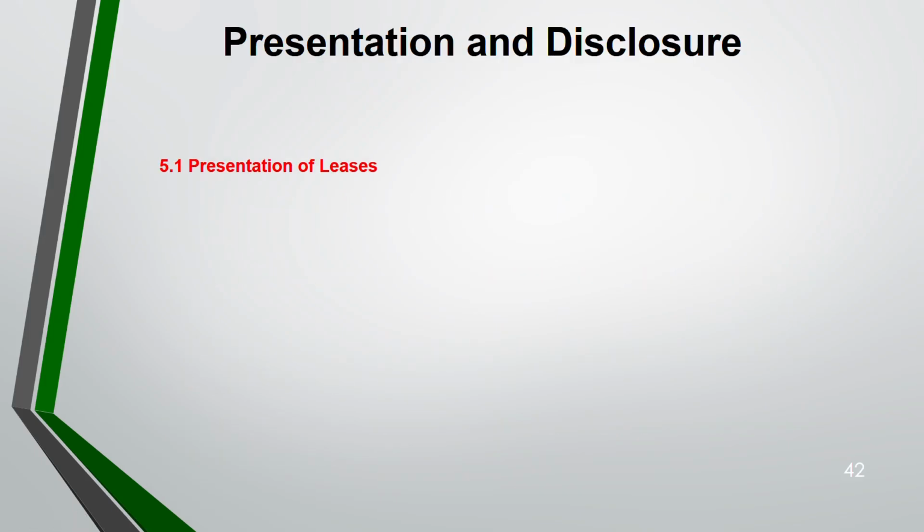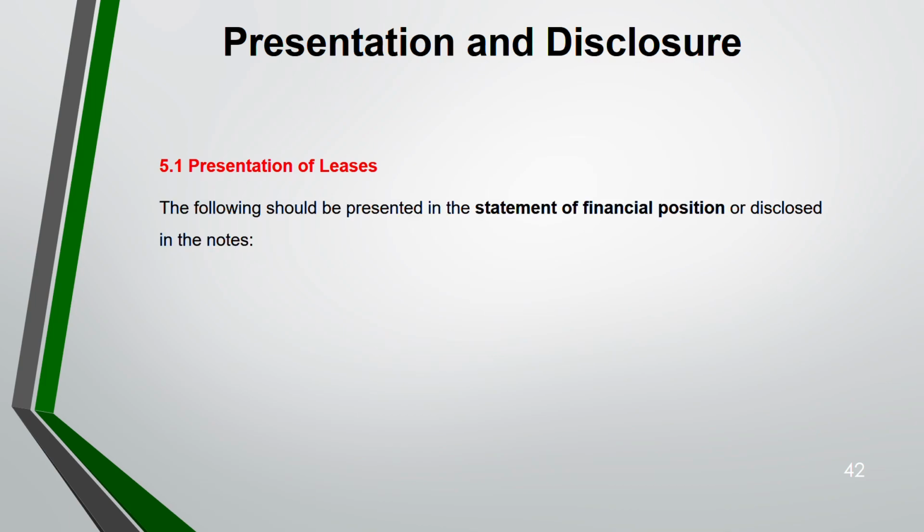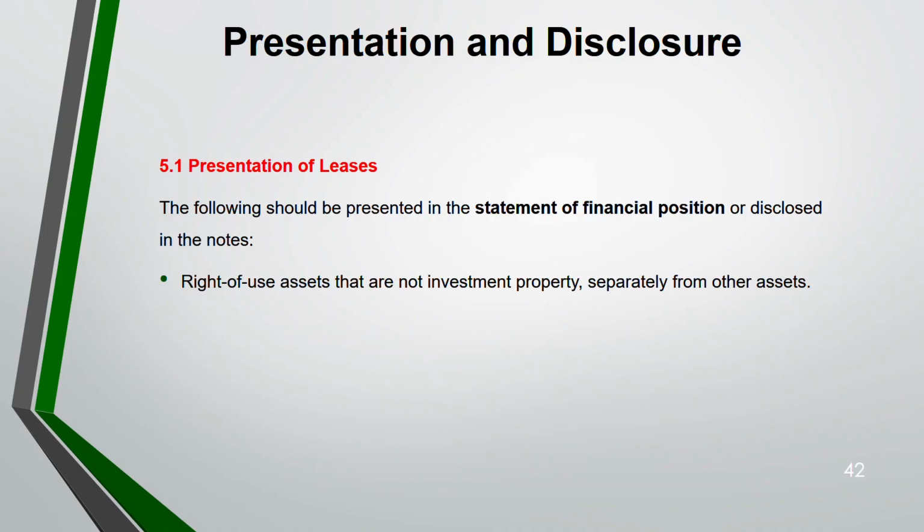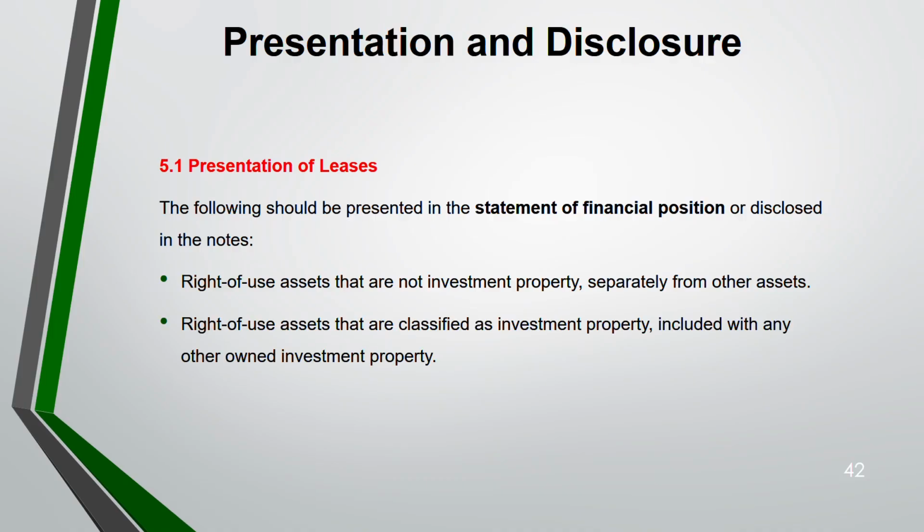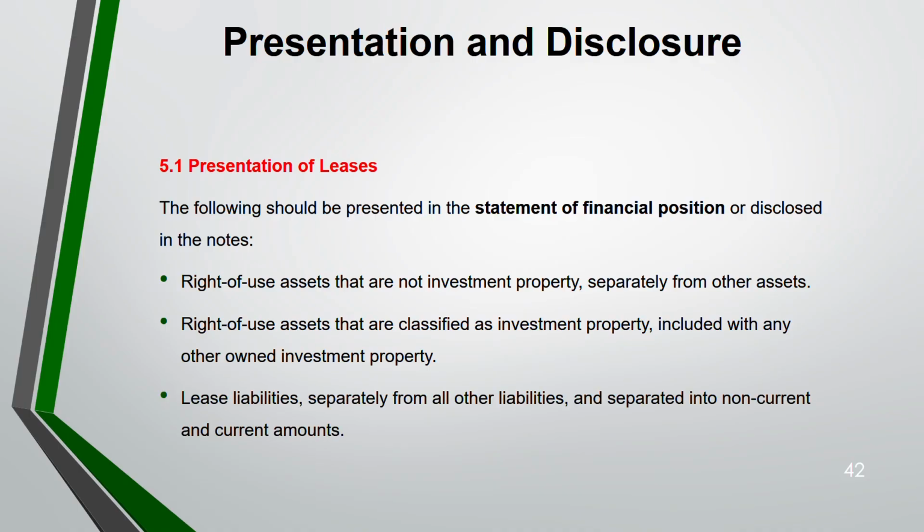Now, the final part of this lecture is the presentation and the disclosure. How do you present leases? The following should be presented in your statement of financial position or disclosed in the notes. Right of use assets that are not investment property, separately from other assets. Right of use assets that are investment property will be included with your other owned investment property. Lease liability separate from all the other liabilities and separated into non-current and current amounts. So this is very important.